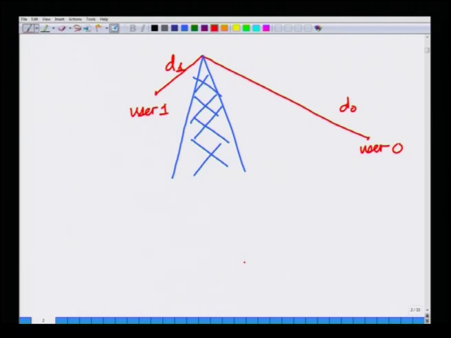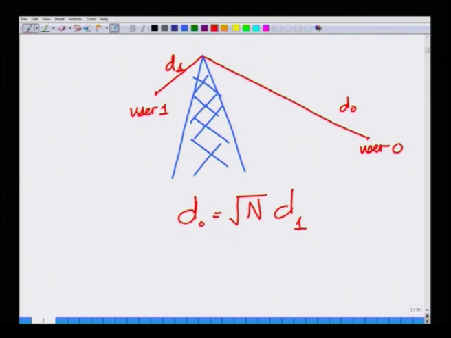So, user 1 is closer to the base station compared to user 0, such that d0 equals square root of N times d1. Let us consider a situation where d0 is square root of N times d1. We know square root of N is the length of the CDMA spreading sequence. So, user 0 is at the edge of the cell, he is much farther compared to user 1 who is closer to the base station. That is the situation we are currently considering.